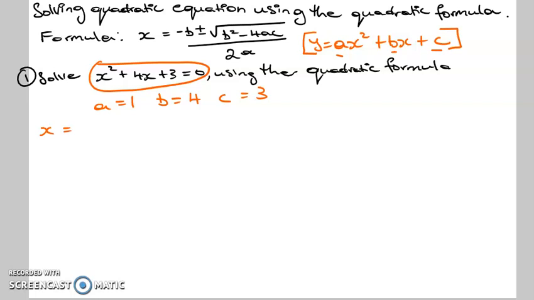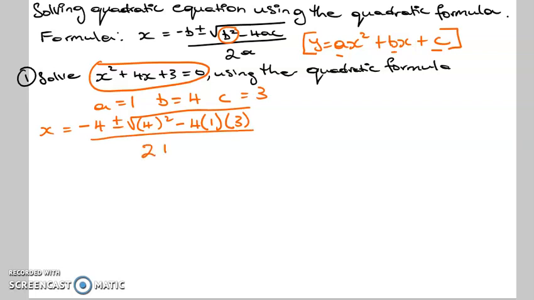x is equal to negative b, so the value of b is 4, so we're going to replace b with 4, plus or minus the square root of b squared, b is 4, minus 4 times a, and the value of a is 1, times c, and the value of c in this case is 3, all over 2a, so that is 2 times 1. Wonderful.